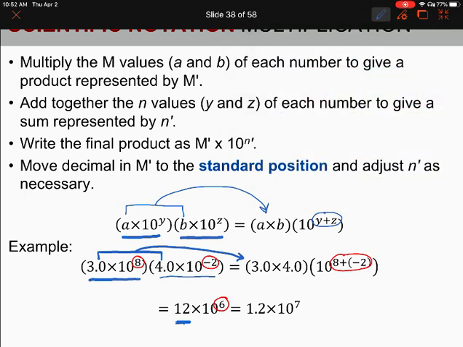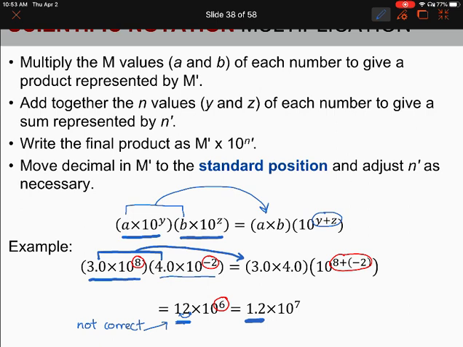You'll notice that the coefficient is not correct. It is not between 1 and 10. So let's say we have a decimal point there after the 12, we have to move that over one space in order to give us the correct coefficient, which is 1.2. But when we move that decimal to the left, that means that we have a larger number, or I guess you could say that we need to add to the exponent of the power of 10.